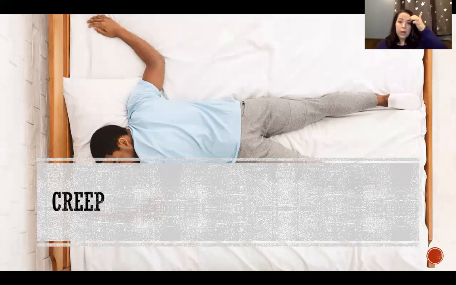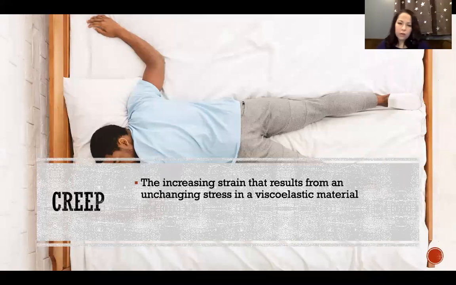Okay, creep. In the body, you'll also hear this referred to as tissue creep. So this is a material property that we could have of many different viscoelastic materials, not just in the body. And when it's in the body, we call it tissue creep. So it's the increasing strain that results from an unchanging stress in viscoelastic material.